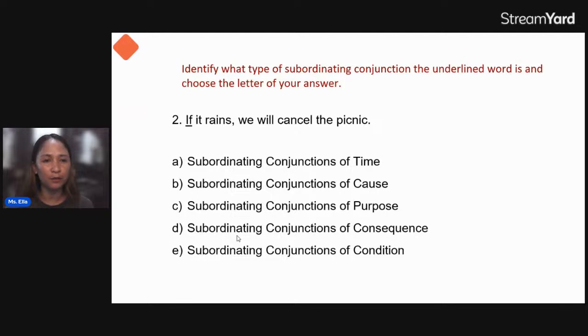Number two, if it rains, we will cancel the picnic. Again, if it rains, we will cancel the picnic. Is it A, subordinating conjunctions of time? B, subordinating conjunctions of cause? Letter C, subordinating conjunctions of purpose? Letter D, subordinating conjunctions of consequence? Or letter E, subordinating conjunctions of condition?